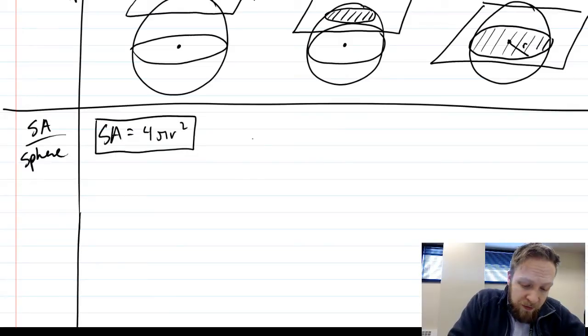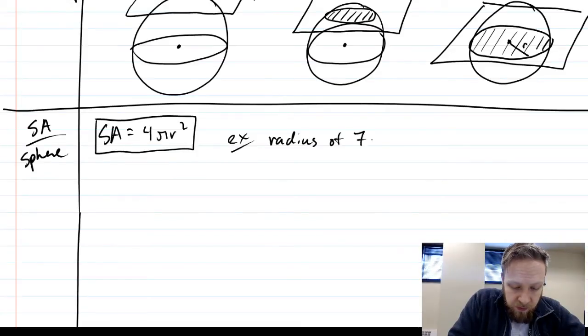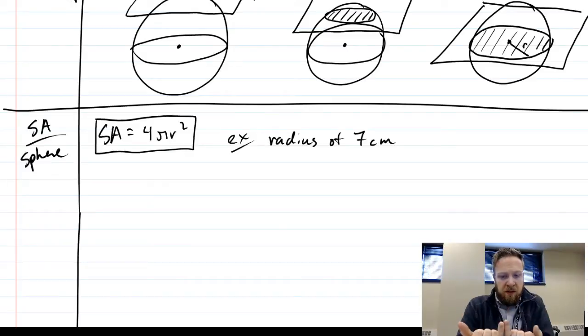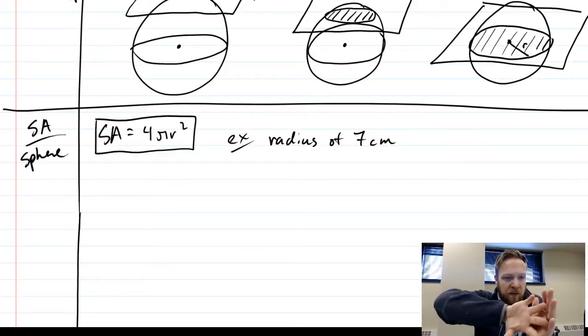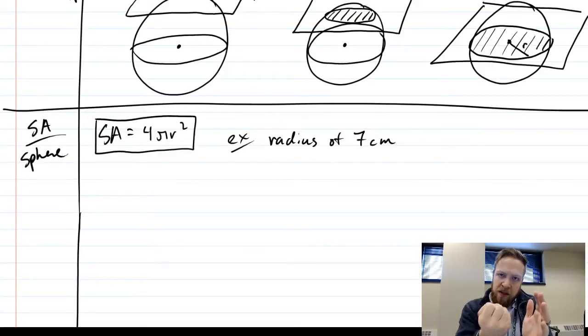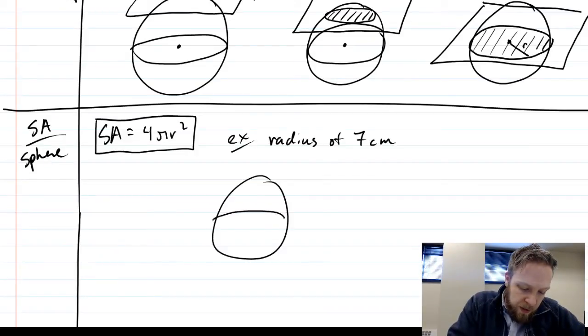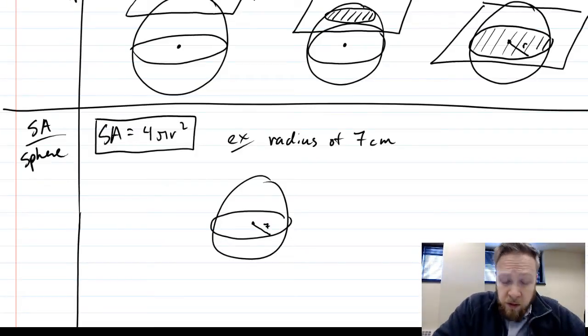So if you have a sphere, let's just do an example here. Let's say we have a radius of 7 centimeters. And so we have a ball that's about 7 centimeters, and the sphere would be about this wide in diameter. We want to know how much of the surface there is. We're not talking about anything inside of the sphere. So if you were to draw a picture of it, from here out is 7 centimeters.